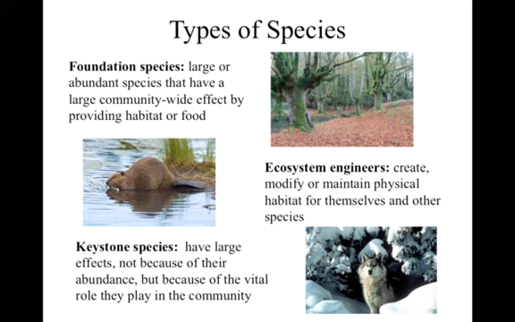The final type of species is a keystone species. So these are species that have large effects, not because they're abundant, not because they're necessarily having drastic effects on the physical habitat, but because they play vital roles in the community. So one example is the wolf in Yellowstone. We introduced, I think, maybe 10 wolves to start, and within a couple of years we had a dramatic effect. There weren't tons of wolves, they weren't really abundant, they're not super large, they're not really altering the environment that much, but what they are doing is they're playing that role as the top predator, and that's really affecting all the trophic levels below them, and so that's what we would call a keystone species.